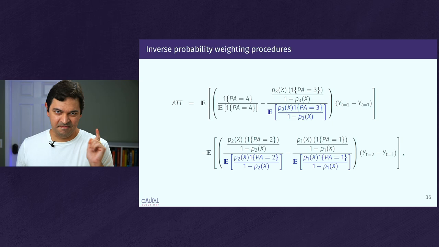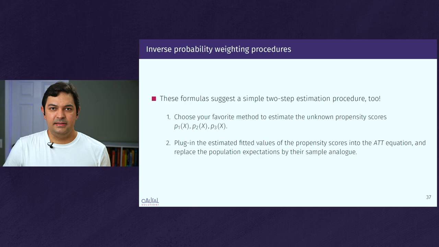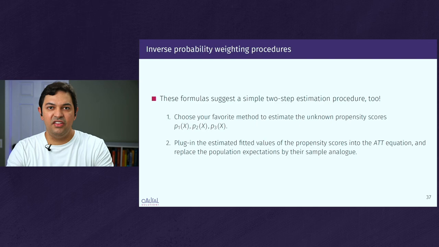And again, how are we going to implement this in practice? You can estimate these three different types of propensity scores. Once I estimate these different types of propensity scores, I can plug the fitted values here, and then use the analogy principle. Replace population expectations with simple analogs. Everything works great.